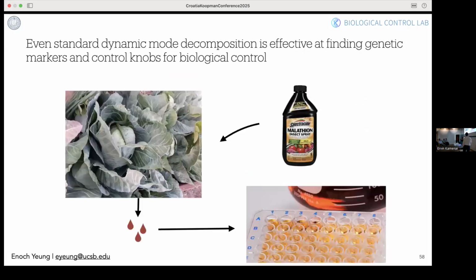So lastly, we took those chemicals and we exposed them to real cabbage plants in a garden. And we collected the runoff from that. And then we exposed the runoff to our biosensors.